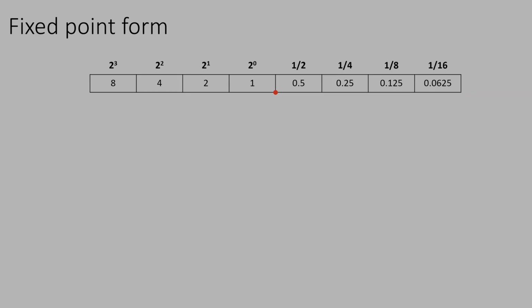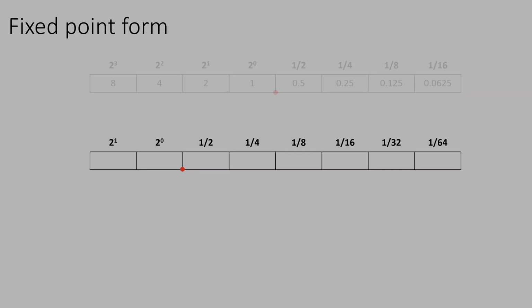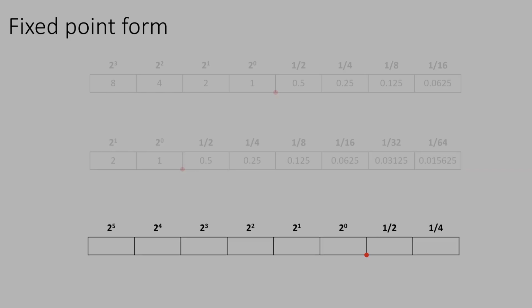Now, if we were to fix the point in a different location, we would open up the ability to represent more fractional numbers. We would increase the precision, but that would be at the cost of the number of whole numbers that we can represent. If we were to fix the point over to the right, here we would have fewer fractional numbers that we could represent, but that would open up the use of many more whole numbers.